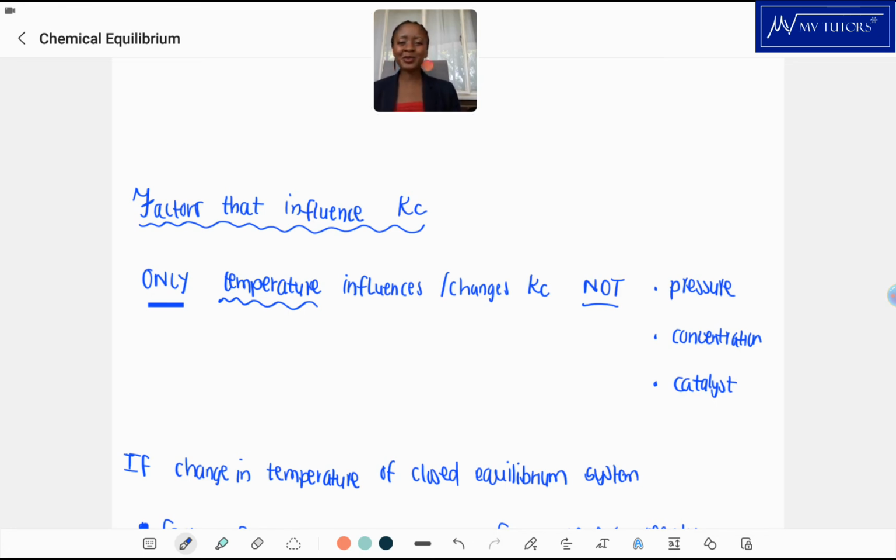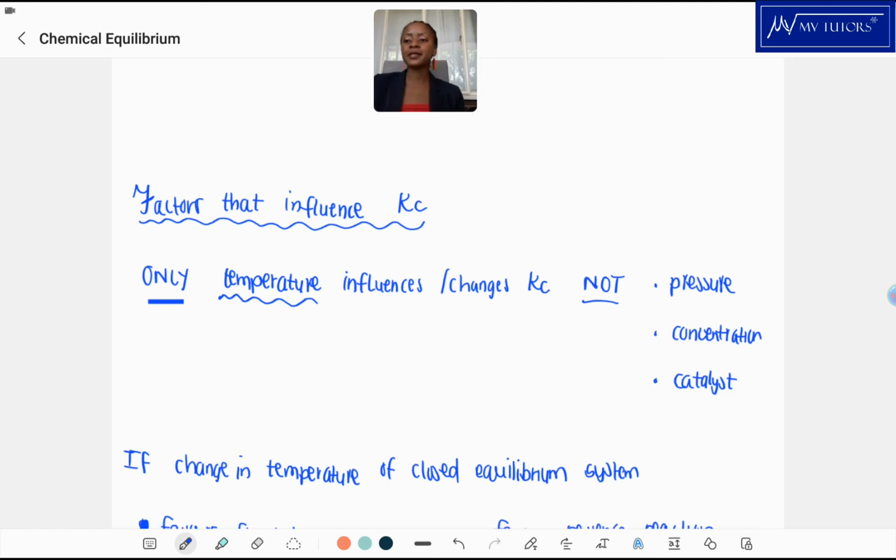Basically, we always refer to pressure, concentration, temperature, a catalyst. But in this case, for the Kc expression, your equilibrium constant, the only thing that has an effect on it is temperature. Temperature is the one that influences how high or how low this constant is. If you were to talk about pressure or concentration or a catalyst, they don't have an effect. This is especially good for your multiple choice section. They like tricking you, checking that you know your theory. So don't be tricked. Only temperature has an effect.